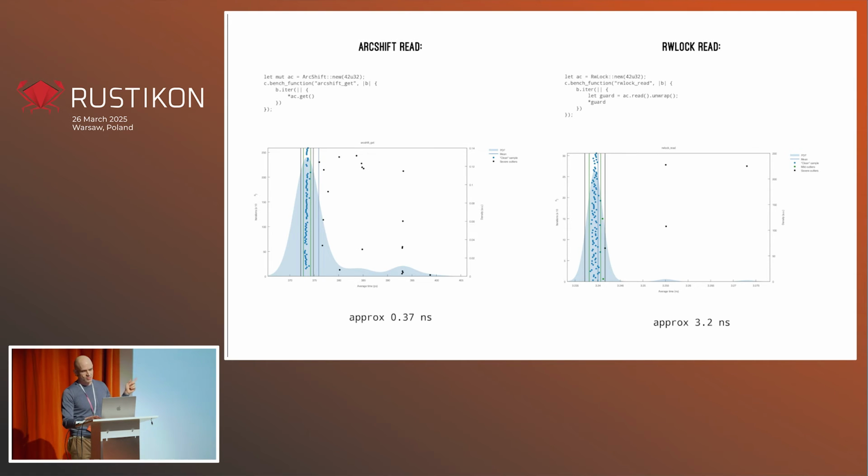We can see that the RwLock read micro benchmark is about 10 times slower than the ArcShift read. And that does make sense, because the ArcShift read is just a relaxed atomic read and a comparison. And the RwLock has to write.